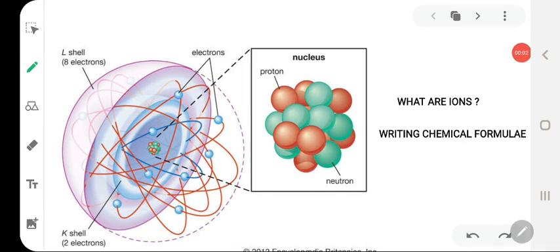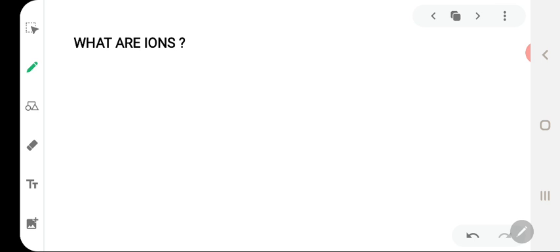So welcome back to another video lesson. Today we shall discuss what are ions and we shall understand how to write down the chemical formula of some compounds. So let's begin with the first topic for today.